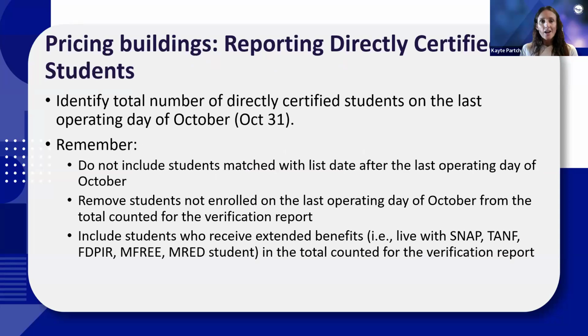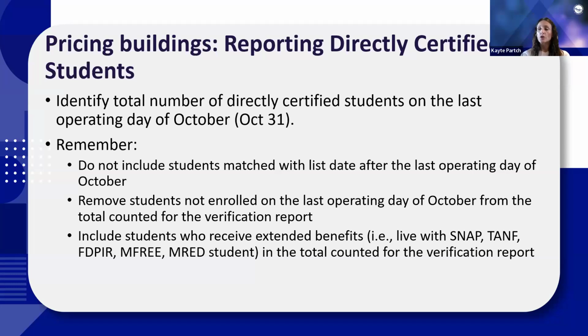So for pricing buildings that operate the traditional free, reduced, and paid price meals, reporting those directly certified students means you need to identify the total number of directly certified students on the last operating day of October, and for most of us, that was Friday, October 31st. And remember, do not include students who are matched with a list date after the last operating day of October. Please also remember to remove students who are no longer enrolled as of the last operating day of October. They should not be included in the reporting in section 3 of the verification report.